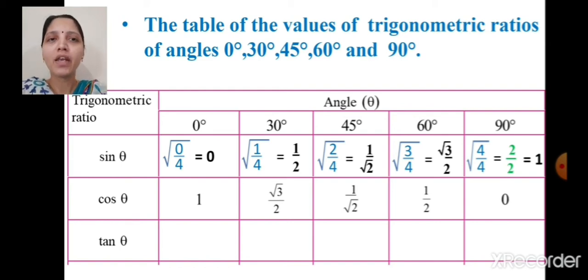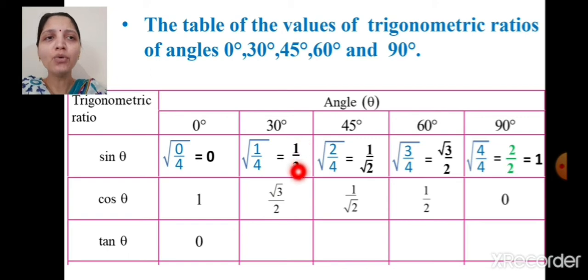Okay. Now what is tan theta? Just now we have seen the formula: sin theta upon cos theta. That means if you divide these values you will get the value for tan theta. So 0 upon 1, what you will get? Yes, you will get 0. So your tan 0 is 0.